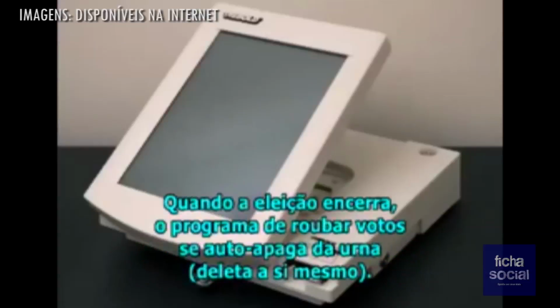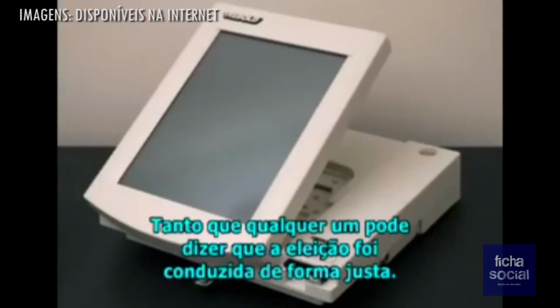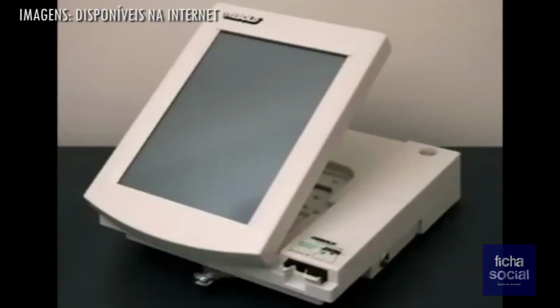When the election ends, the vote-stealing software can delete itself from the voting machine. No evidence remains that the machine was ever hijacked. No evidence remains that any votes were stolen. As far as anyone can tell, the election was conducted fairly. But the result is fraudulent.